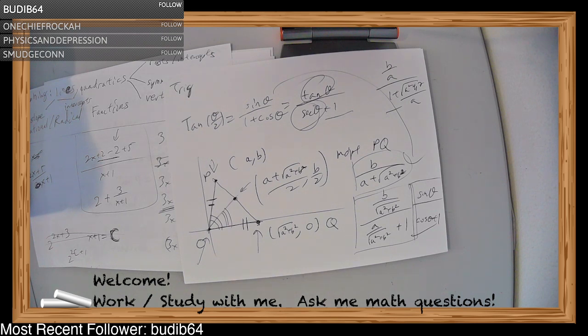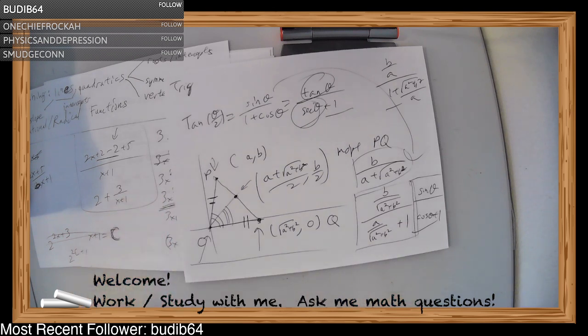Tangent of theta over 2 is equal to tangent theta divided by secant theta plus 1, or sine of theta over 1 plus cosine theta. And yeah, good stuff. All right. So that's all the stuff I have for today.